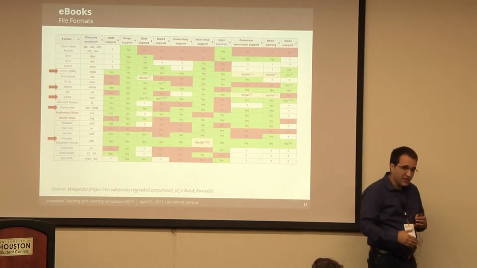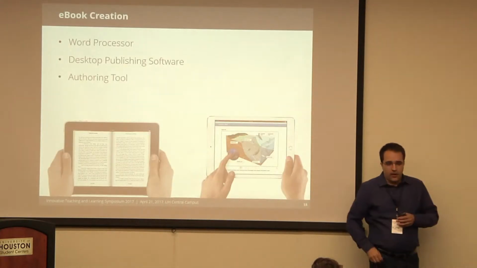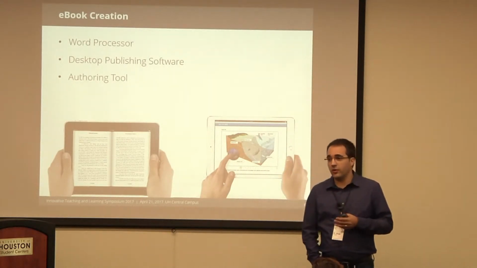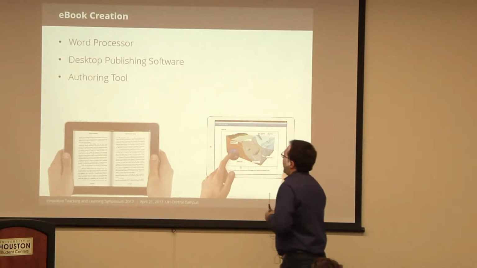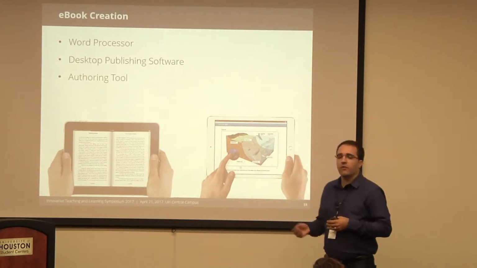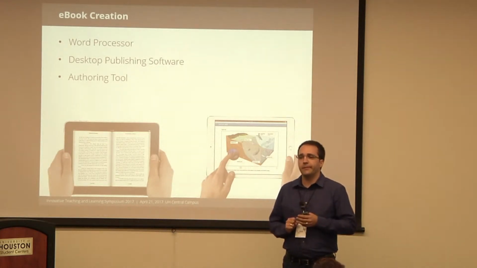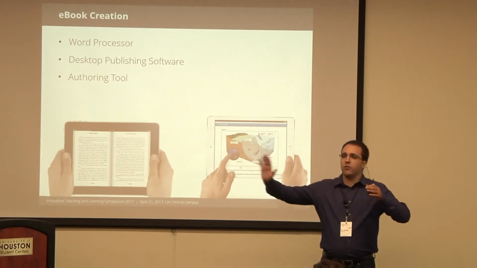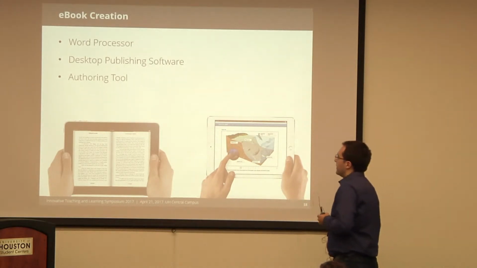Now, how do we create those files? Well, it really depends on the file. You can use a regular word processor, Microsoft Word, and export to PDF, and you have an ebook, right? Not very interactive, but that's an ebook. If you want something a little fancier, you can use desktop publishing software like Adobe InDesign. You can manipulate images a little better. You can do content that spreads over various pages, like magazine-style formatting. You can do that with InDesign.